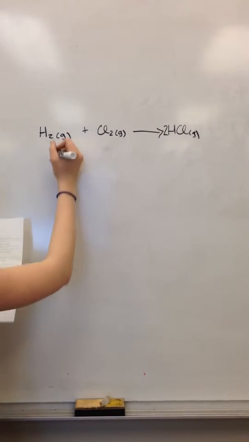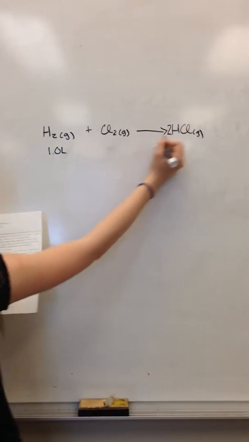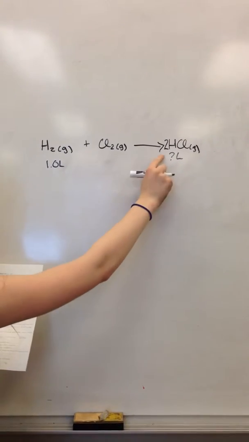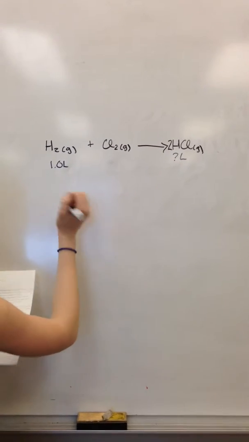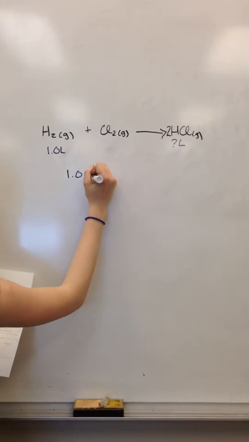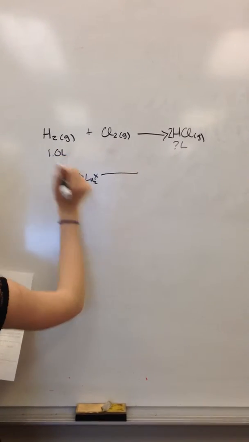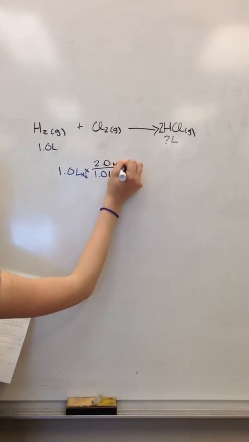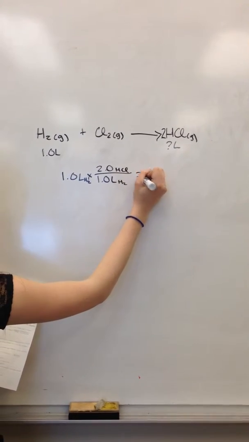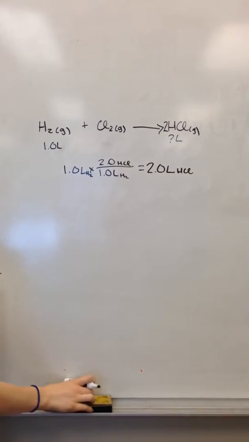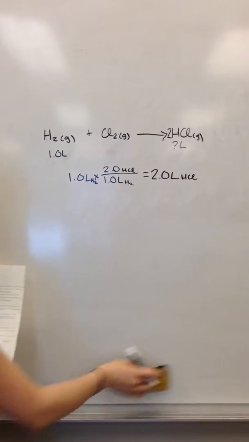And I have 1 liter of hydrogen gas, and I want to find out how many liters of hydrogen chloride I have. I just use the molar ratio to convert the volumes. So it would also be the ratio of volumes. So 1 liter of hydrogen, for every 1 liter, we have 2 liters of HCl. So then that would give us 2 liters of HCl. So those are the main things that you need to remember for this unit, and then I'll do some example problems.